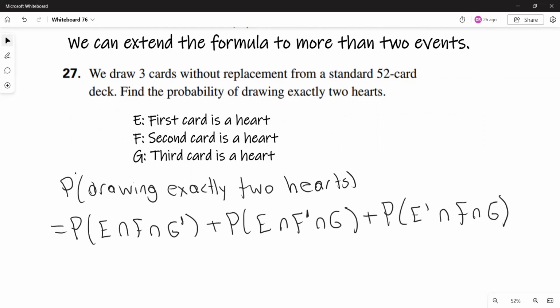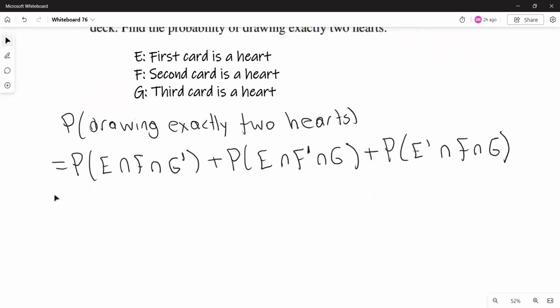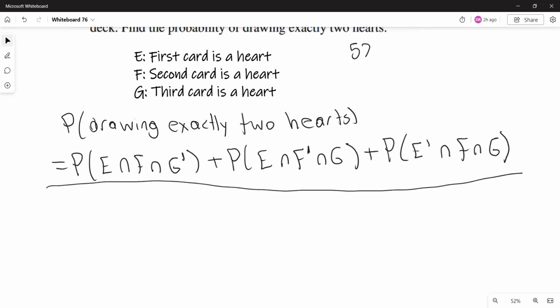So I'm going to do this once. I'm going to find each probability separately. By the way, a standard deck has 52 cards. And out of those 52 cards, 13 are hearts. So let's start by finding the probability that the first is a heart, the second is a heart, but the third one is not a heart.